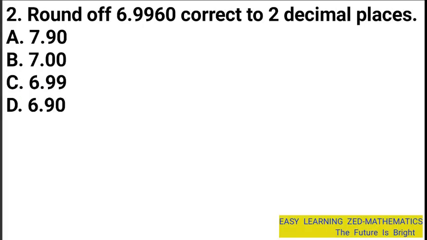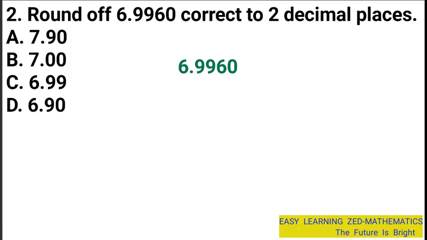Question 2 was, round off 6.9960 correct to 2 decimal places. They're asking you to round off this number to 2 decimal places. So what we're going to do is write the number first, and after we write the number, we need to identify the numbers that will be included in our answer, or the decimal places that will be left. We also identify the number that we're going to get rid of.